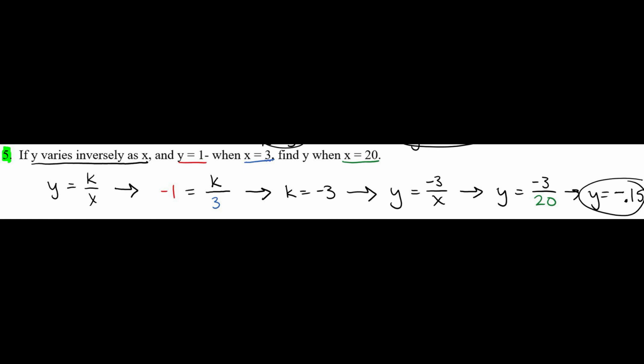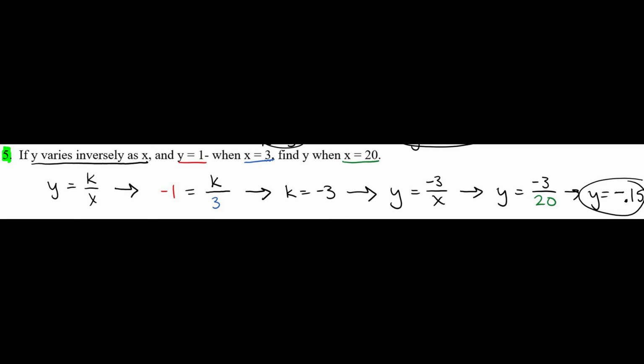And x equals 3. So I plug in 3 for x, -1 for y. Solve for my k, you get k equals -3. So then I rewrite the equation as y equals -3 divided by x. And this is our standard equation now. So then it says find y when x equals 20. So I plug in 20 for x. You divide -3 by 20, you get -0.15. And that is your final answer.